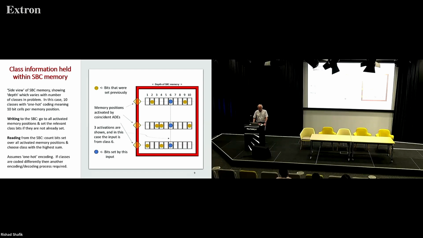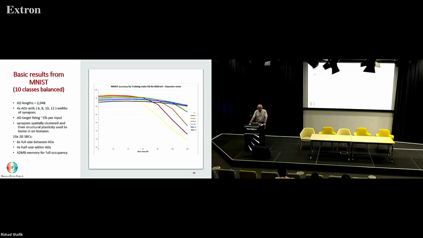And so just doing that, what do we get? So I've mentioned MNIST already, and here we see the basic results from MNIST. Now MNIST is a nice example. It has 10 classes, they're balanced, which means that the number of training examples is the same for each of the classes. So you get a balanced set of training. And here we're using address decoders with 2000 ADEs in each dimension. And we combine various different address decoders through a number of sparse binary coincidence memories.